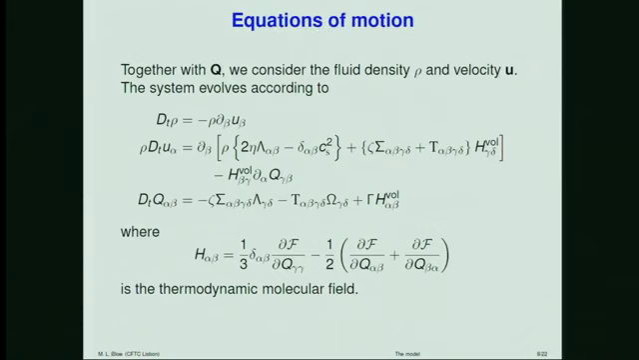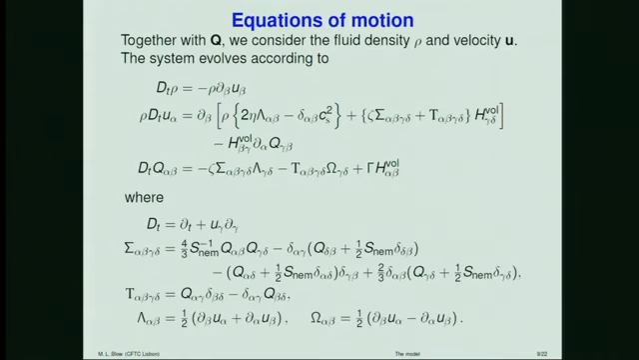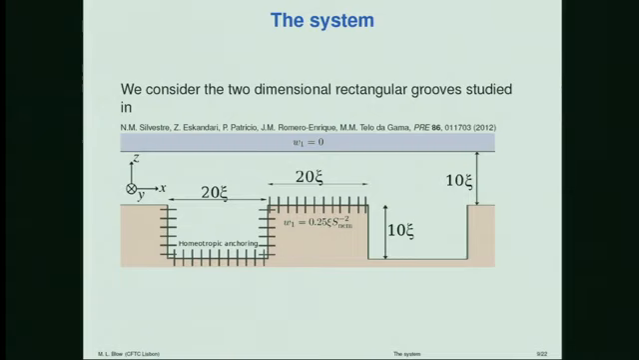So what does this look like? And quickly, we solve the system using the lattice-Boltzmann finite difference algorithm, but I'll just skip through this because we're short on time. And this is the system we're looking at. It's a system made of rectangular grooves. The anchoring is homeotropic, perpendicular anchoring.